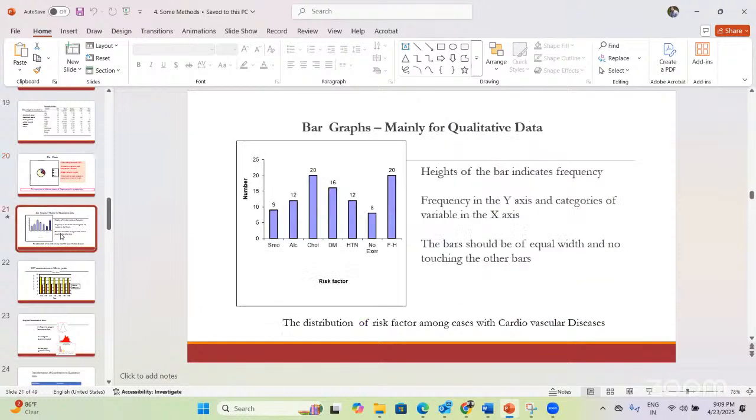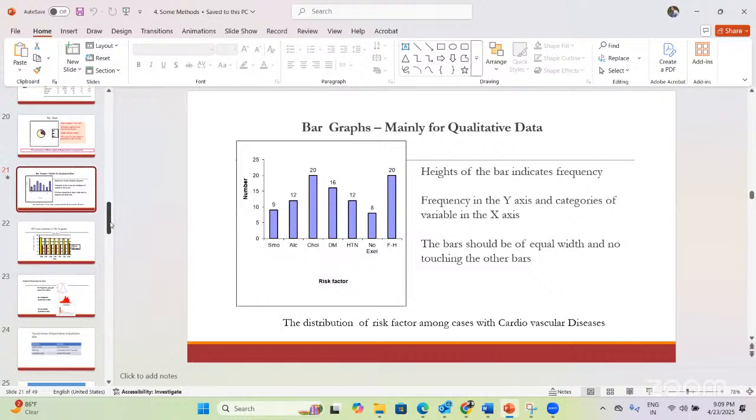That is a bar graph. It is mainly for qualitative data based on specific attributes. We have given for this attribute this many people, for this attribute this many people. These are the basic bar graphs, with the count on the Y-axis and the category on the x-axis. Next slide.